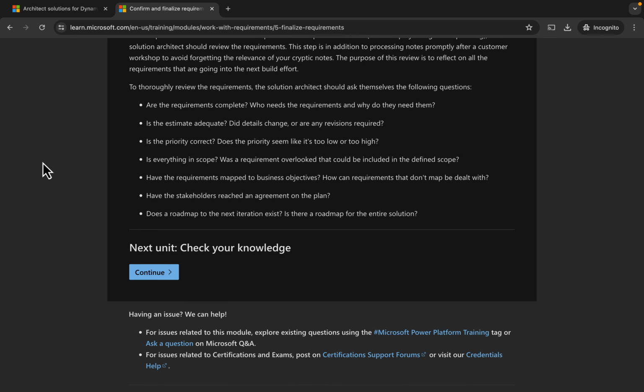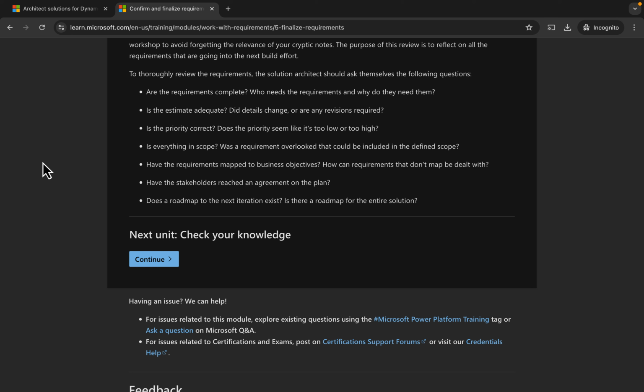To thoroughly review the requirements, the solution architect should ask themselves the following questions. Are the requirements complete? Who needs the requirements and why do they need them? Is the estimate adequate? Did details change or are any revisions required? Is the priority correct? Does the priority seem like it's too low or too high? Is everything in scope? Was a requirement overlooked that could be included in the defined scope? Have the requirements mapped to business objectives? How can requirements that don't map be dealt with?